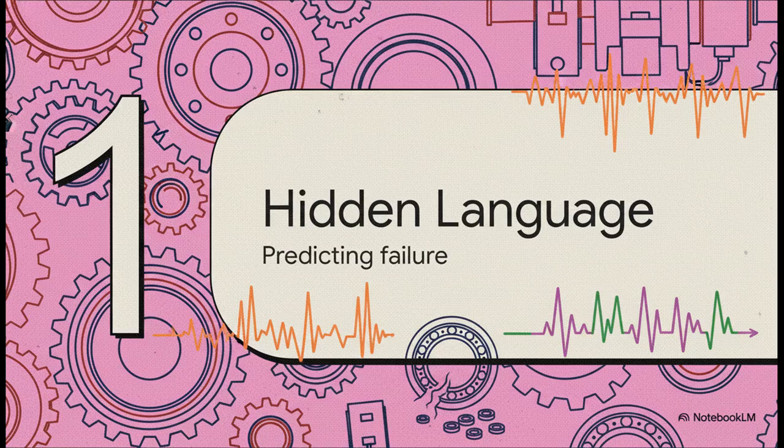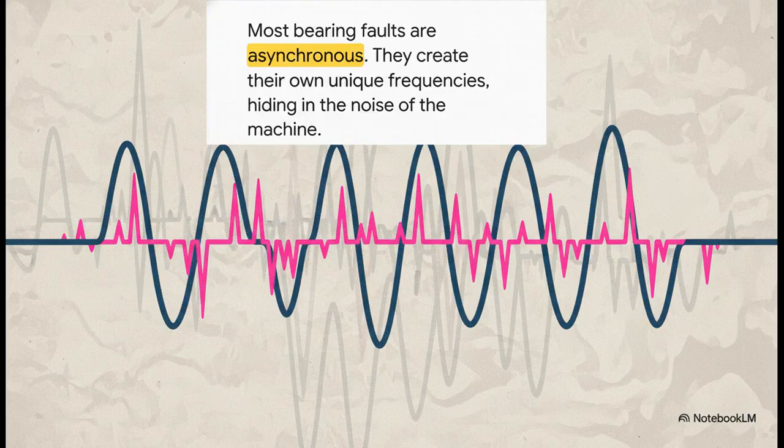You really can't overstate how high the stakes are when we're talking about heavy machinery. An unexpected bearing failure can lead to absolutely catastrophic downtime. So identifying these issues before they become critical, that's the entire game. And this right here gets to the very heart of the problem. Look, if a fault vibrated at the exact same speed as the machine's rotation, well, that'd be easy to spot, right? But the tricky part is, most bearing faults are asynchronous. What does that mean? It means they create their own unique frequencies, basically hiding in all the other noise. And that is why we need a much more sophisticated way to hunt them down.